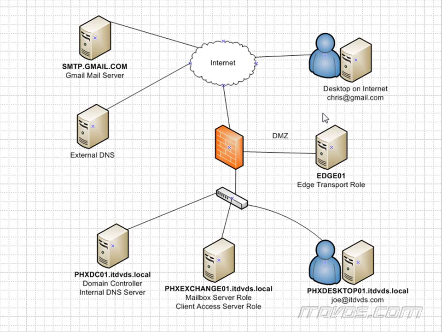So to simply sum it up here, servers that are out on the internet or desktops that are out on the internet are going to query our external DNS server. If we have computers on our internal network that need to find our Exchange server, they're going to query our internal DNS server. Internal DNS server is going to resolve to internal IP addresses. External DNS server is going to use external IP addresses and external domain names.